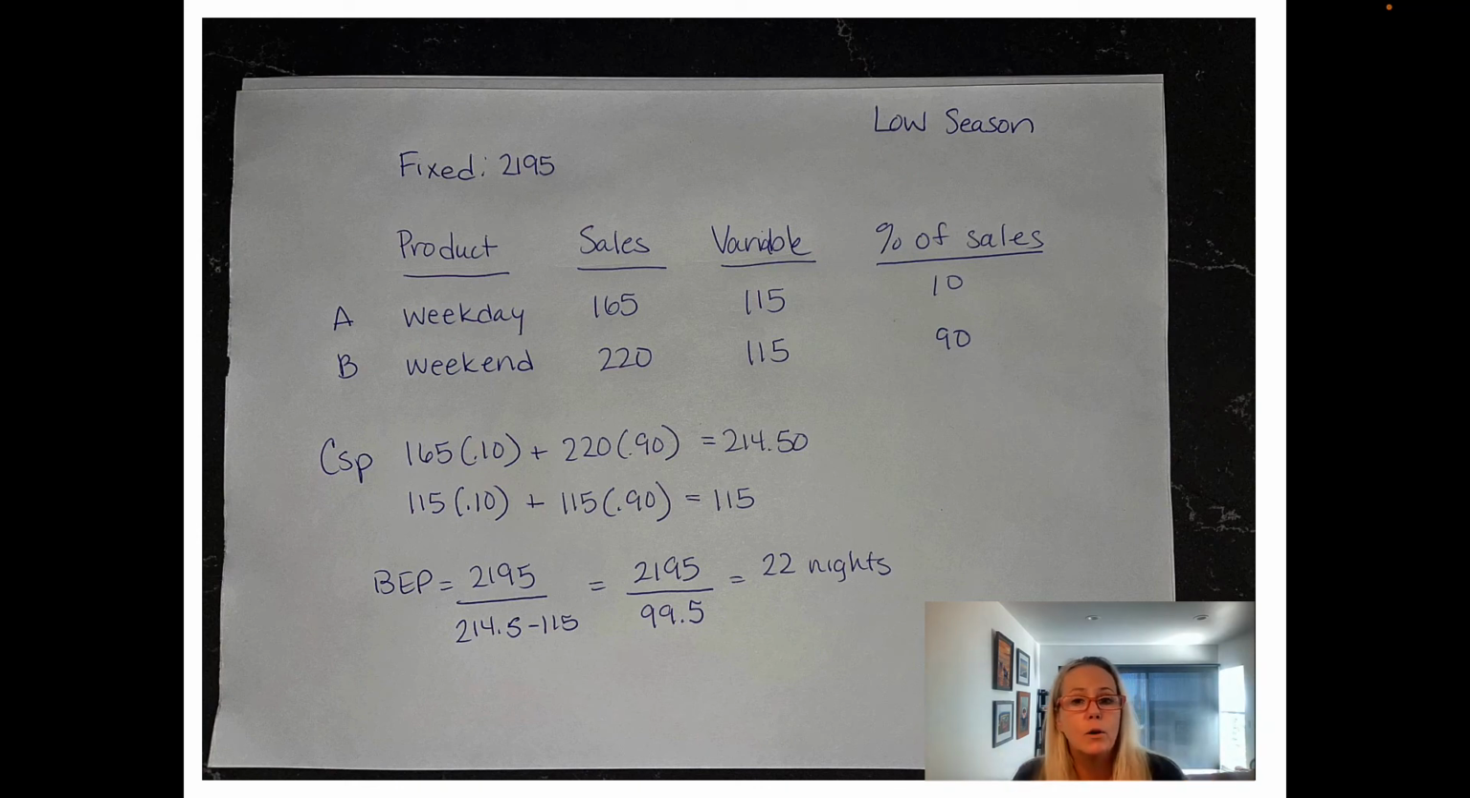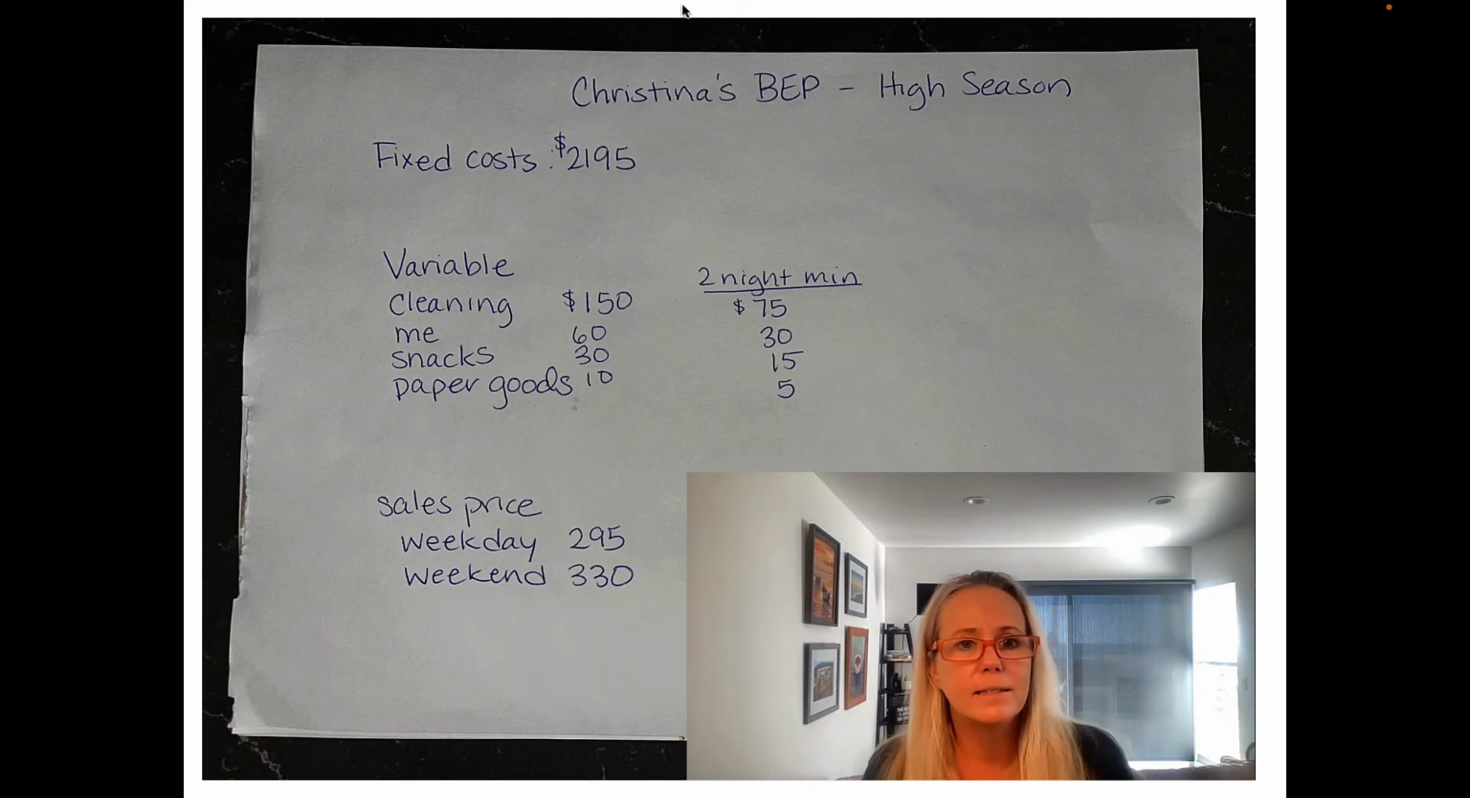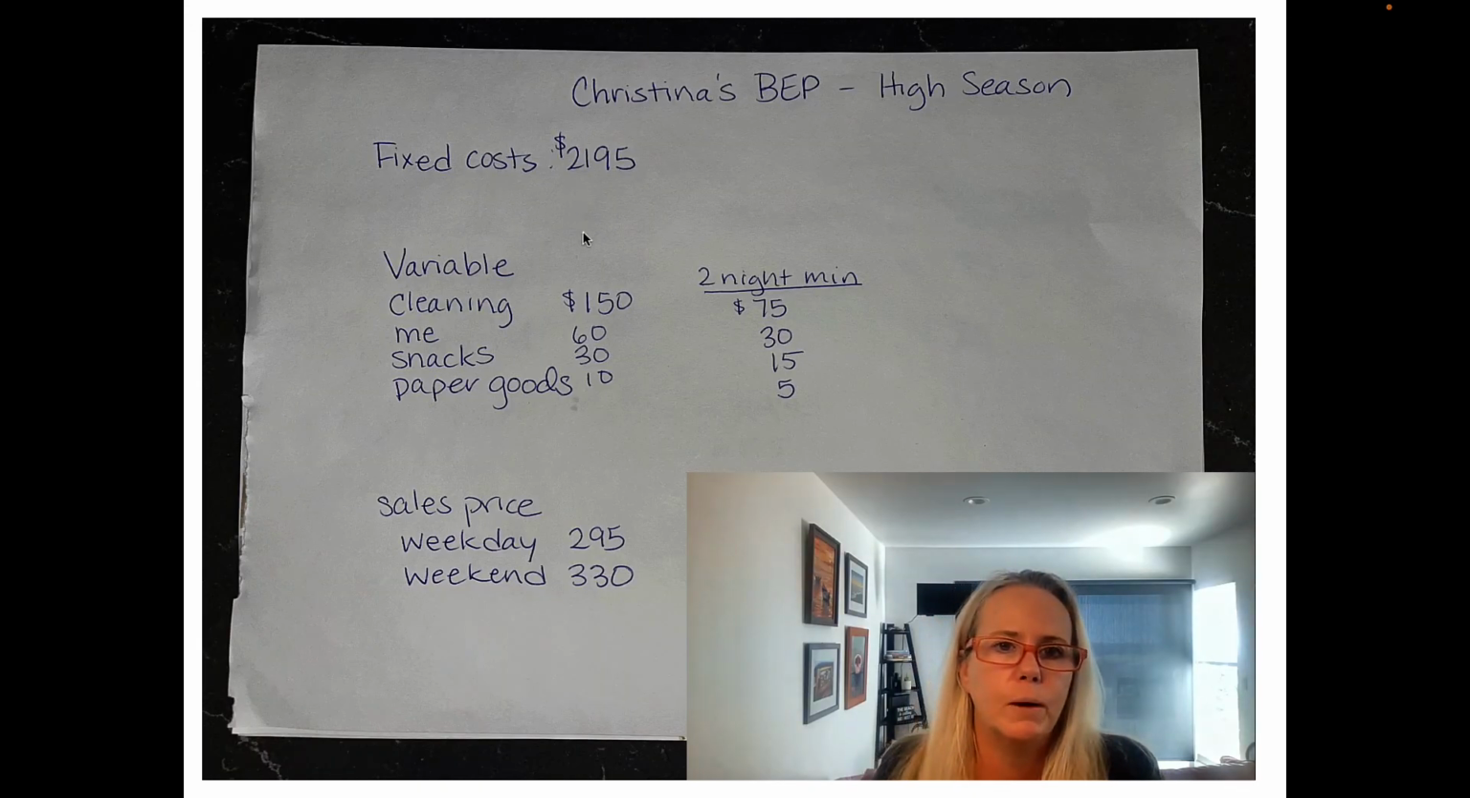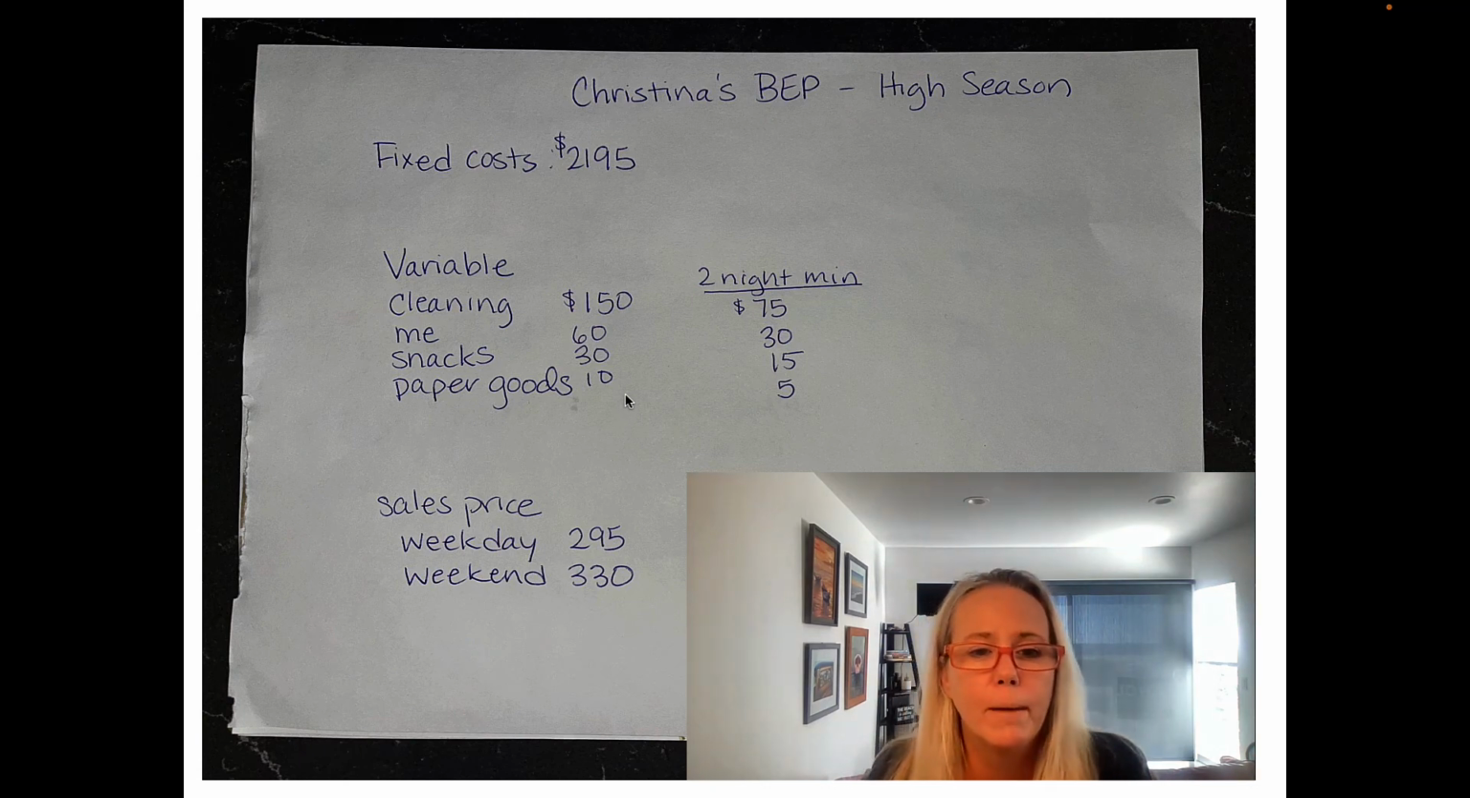Some things to note about that. My business is seasonal. Most nights in my low season, I won't hit that 22 nights. But when we look at my high season, that's a different story. In my high season, my variable costs are $21.90, pretty much the same all the way around. I did forget in my first calculation to throw in my paper goods, which is really negligible, so I'm not going to worry about that.